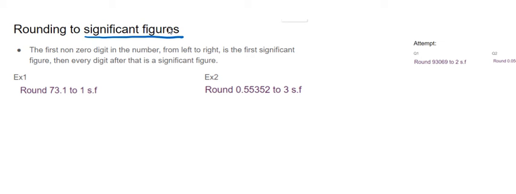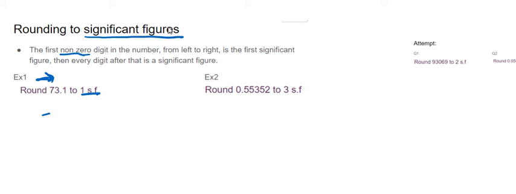So let's look from left to right across the first number. In example 1, it's 73.1, and they're asking us to round to one significant figure. So I'm looking from left to right across the number. The first number you come to is the 7, obviously. So that makes the 7 the first significant figure because it's non-zero, because it's not a 0.